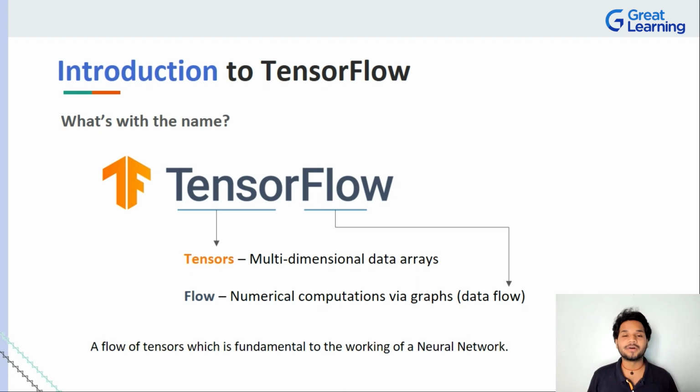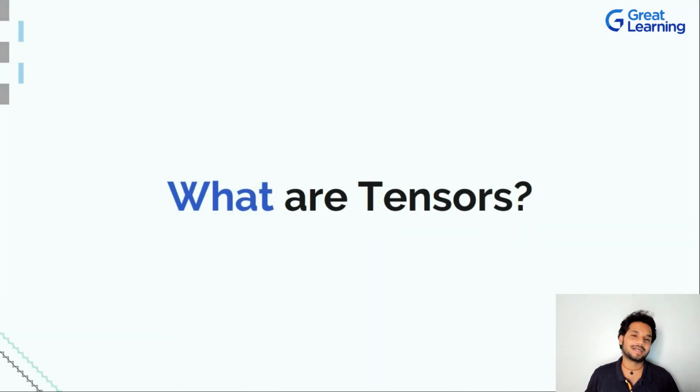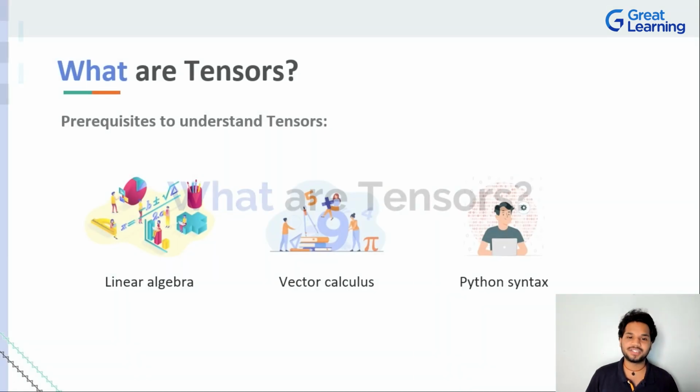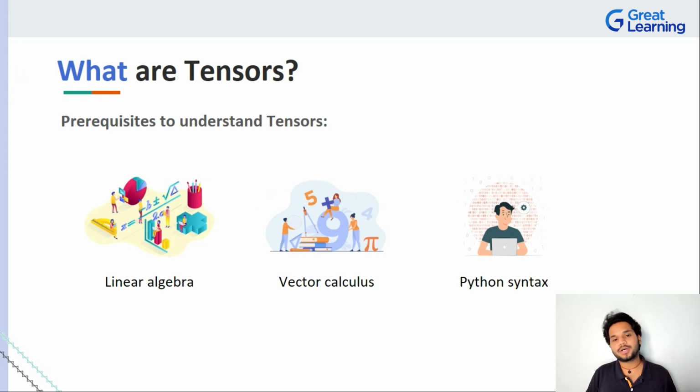Well, now we are also clear with how the name TensorFlow came about, so it becomes very vital that we take a moment to understand what these entities called tensors are. I told you that they are multi-dimensional data arrays, but one very important thing we have to talk about before we understand what tensors are is the prerequisites, right? There are certain prerequisites for you to learn TensorFlow, to understand these tensors and their working as well. Now that we understand that there are certain prerequisites, what are they? Well, it's simple. Look at your screen right now. I have three simple prerequisites for you. One is linear algebra, the other one is vector calculus, and the third one is Python syntax.